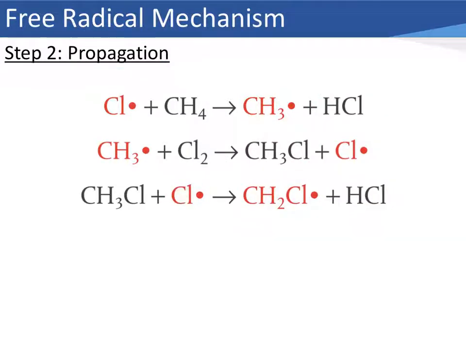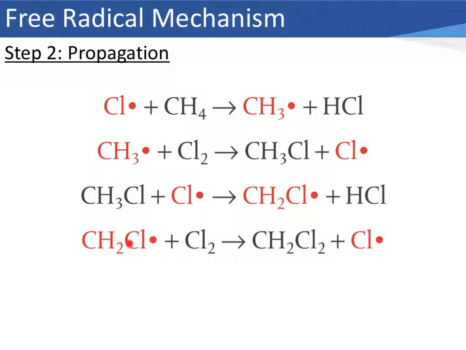But what if that chlorine radical bumps into a molecule that's already the main product and makes another radical? CH2Cl radical. Well, that CH2Cl radical can make dichloromethane. And this is called a side product.